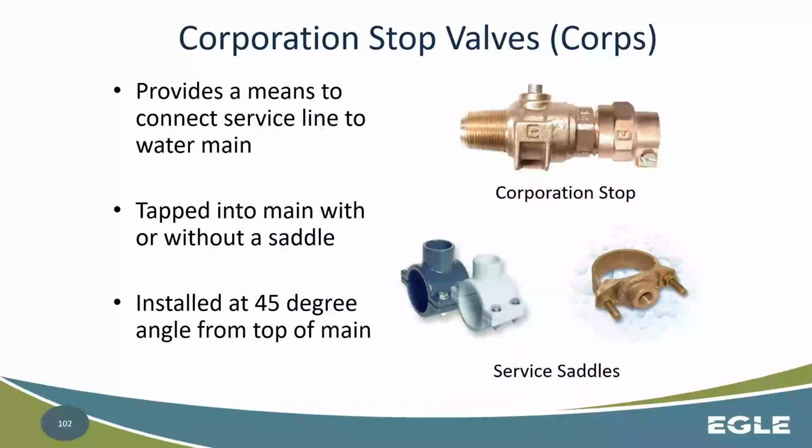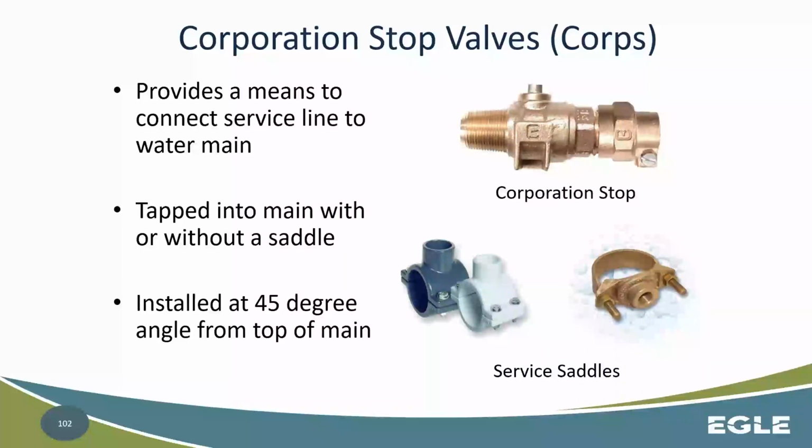Corporation fittings, or corporation stops, are basically the connector piece that takes the actual service line material and connects it to the water main. So it's tapping that. Maybe you're using a saddle in certain situations. It depends on what materials your water main is and what materials your service line will be. Okay. Now, corporation fittings, as you can see here, come in different styles.